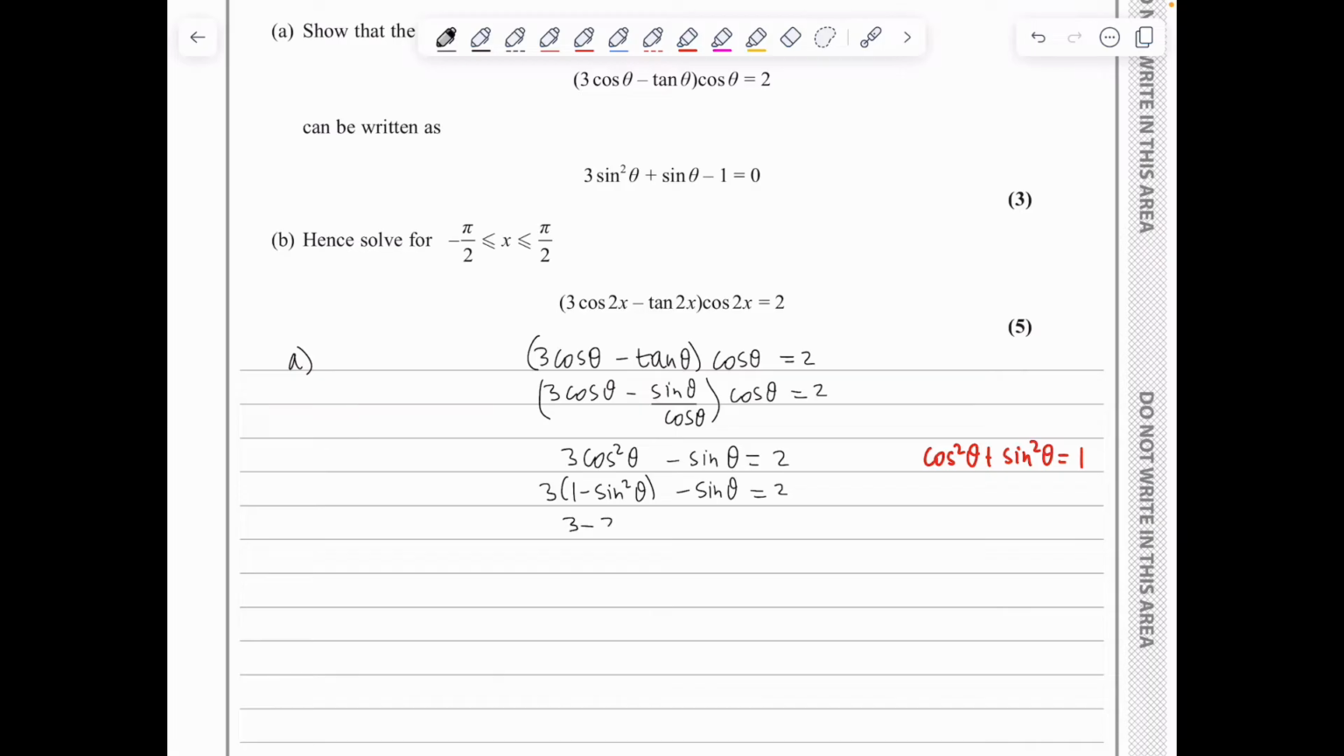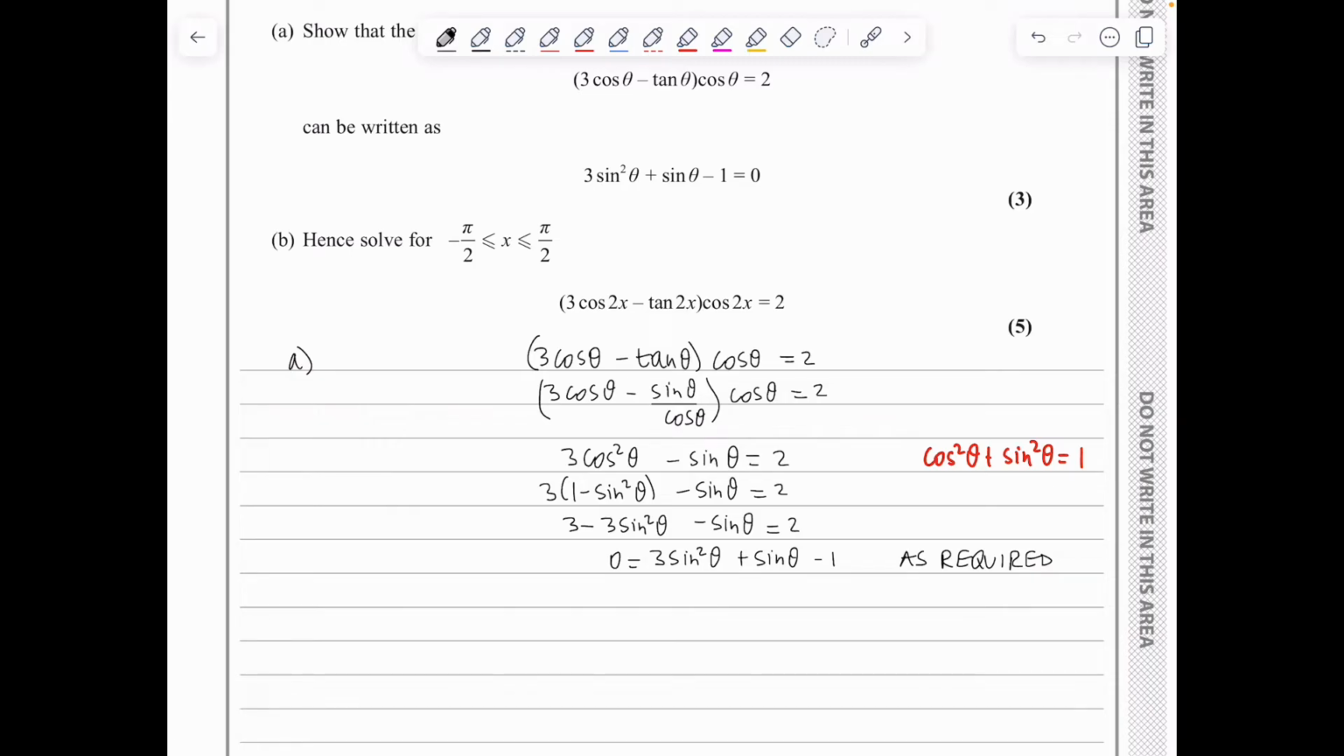So 3 minus 3 sine squared theta minus sine theta is 2. And I will collect everything on the right hand side to get 0 is 3 sine squared theta plus sine theta minus 1 as required.